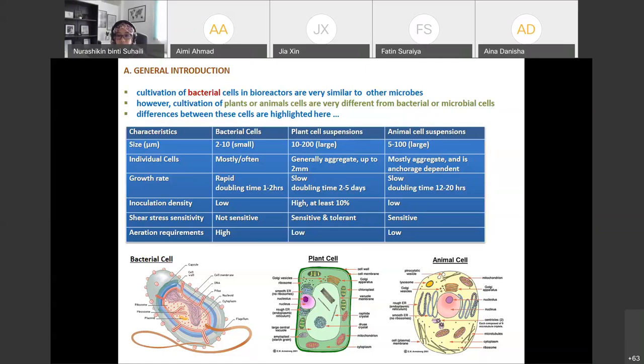It could be 20%. I'm not really familiar with the plant cell or animal cells because I'm not specializing in those fields, so I don't have any exact figure to give you. But in general, it is higher than bacterial and animal cell suspension.